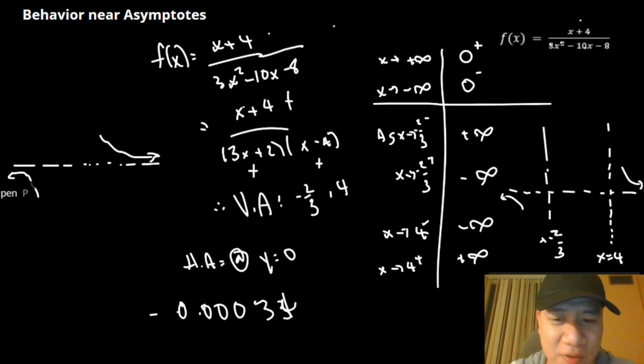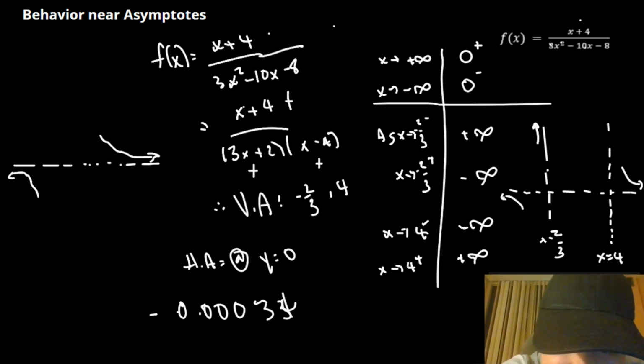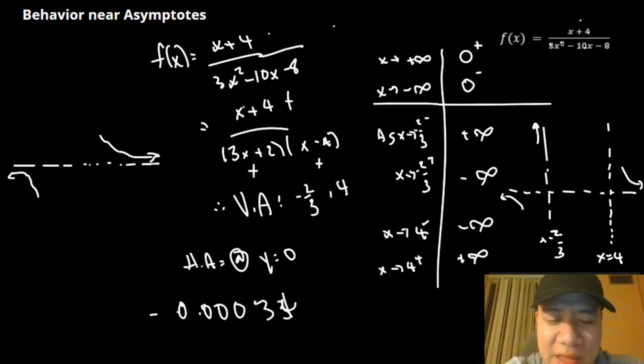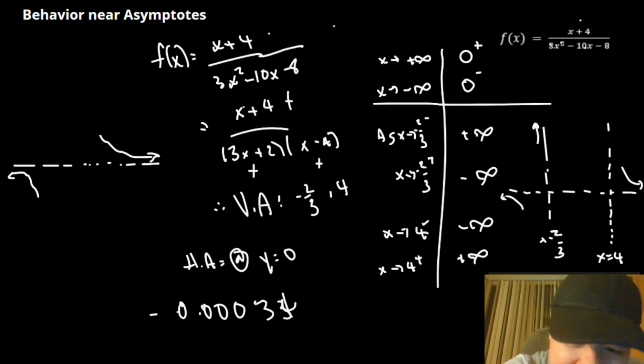Right, and then when x is approaching negative 2 over 3 from the left, it's going to positive infinity, so we know that. So we should put it like this. And then when it's coming from the right, it's going to go down to negative infinity. And then we can just draw the rest like this. So coming from the left, it's going to negative infinity.